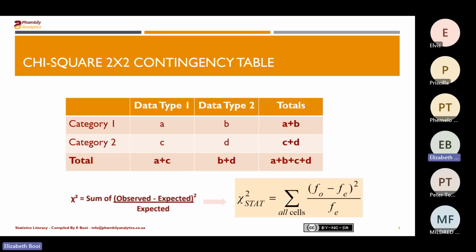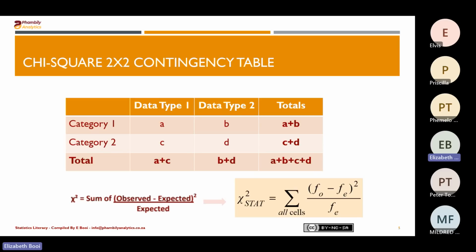So we spoke about the contingency table, and I also told you that you need to calculate the totals. In a contingency table, if these are your categories and your types of data, let's say with a number of rows and columns and the values within it being A, B, C, and D, then to calculate the total for type 1, we add A plus C. To calculate the total for category 1, it's A plus B. That's how you calculate the totals, because we are going to use the totals to calculate our expected value.